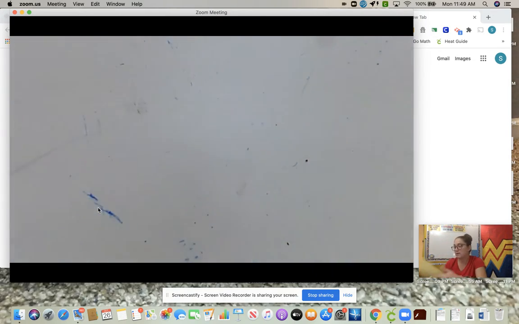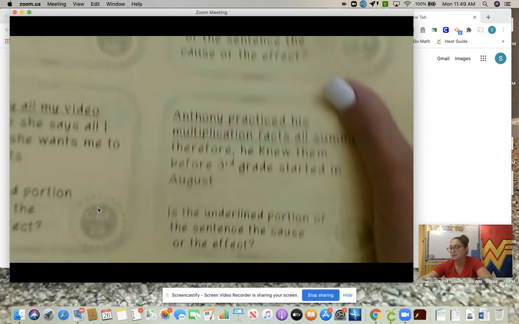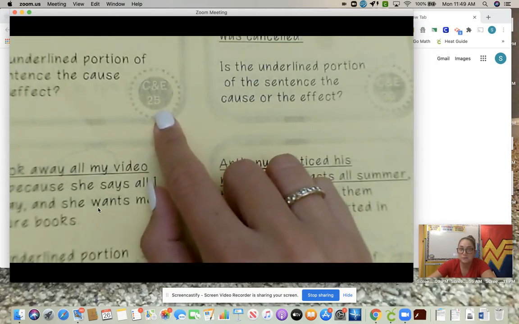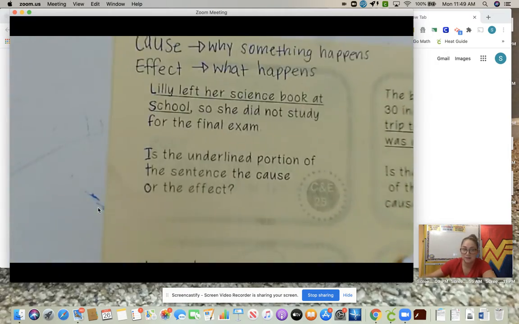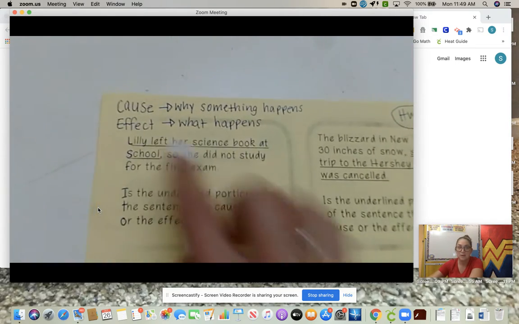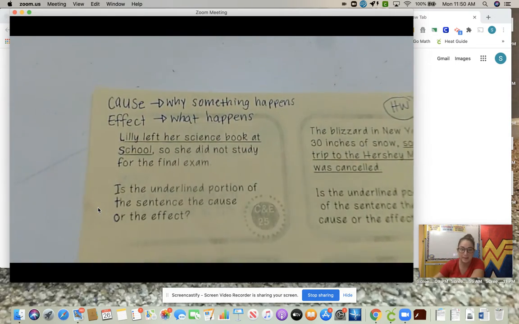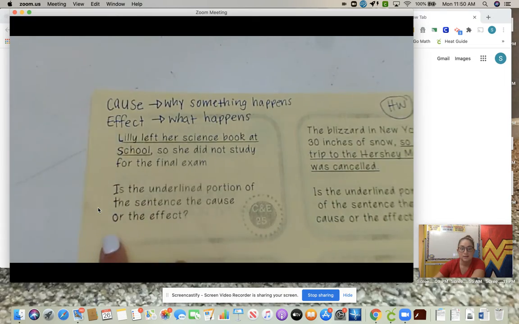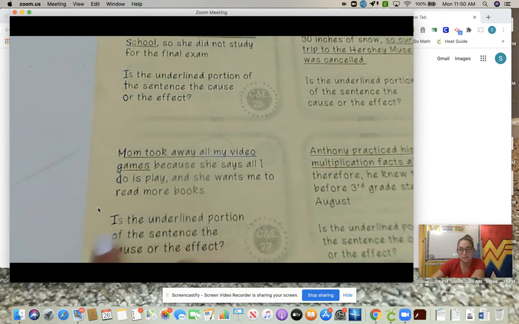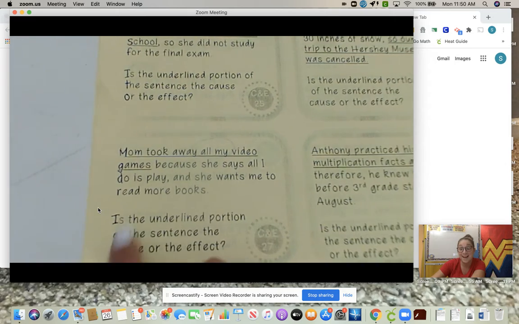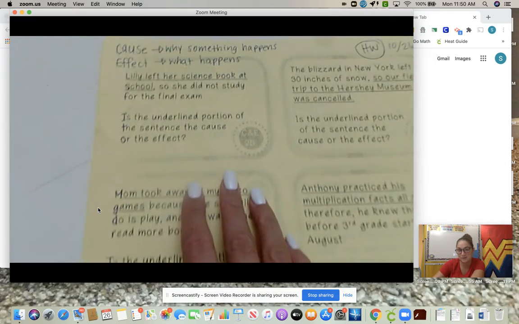So your homework is to finish number 25, 26, 27, and 28. And I want you to please write down the cause and the effect on the top of your paper. Copy this, so pause it. And then I outlined the first on each line because the printer wasn't working too well.